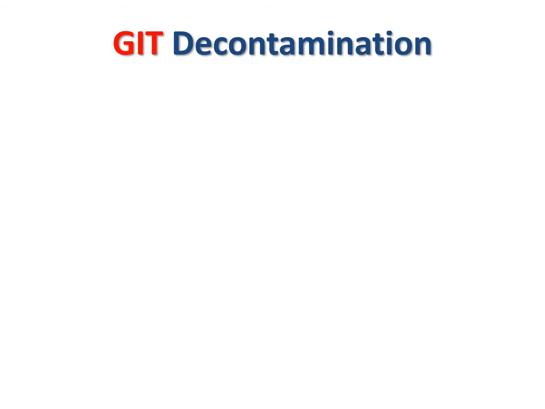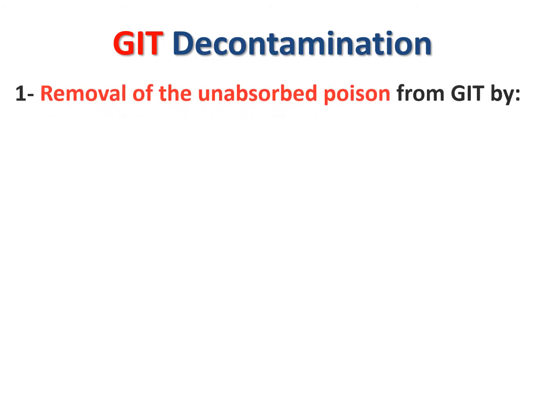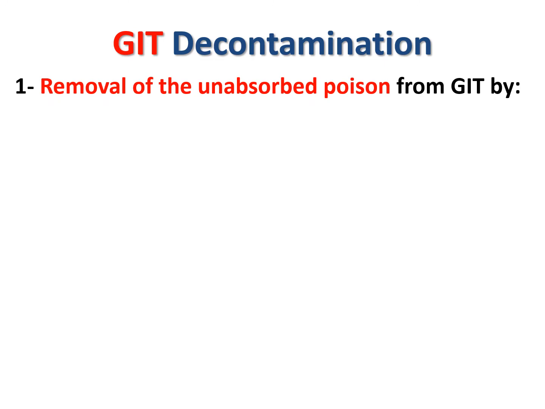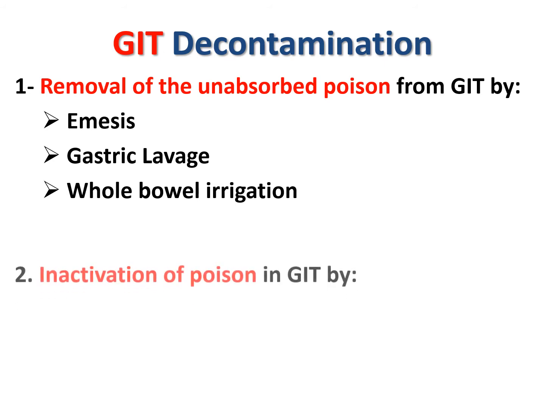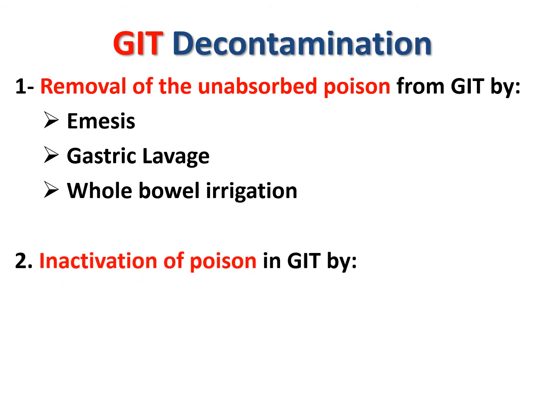This can be done by removal of the unabsorbed poison from the gastrointestinal tract by different methods, according to the site of the poison. If the poison is present in the upper gut, I can use emesis and gastric lavage. If it's in the lower gut, I can use whole bowel irrigation. I can also use another method, like inactivation of the poison in the gastrointestinal tract by using local antidotes.